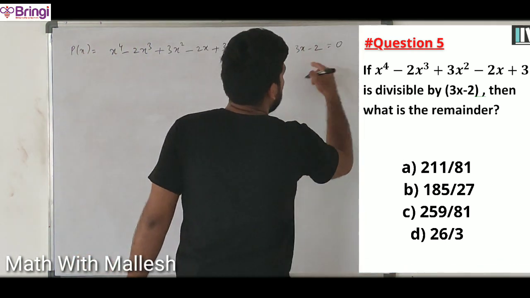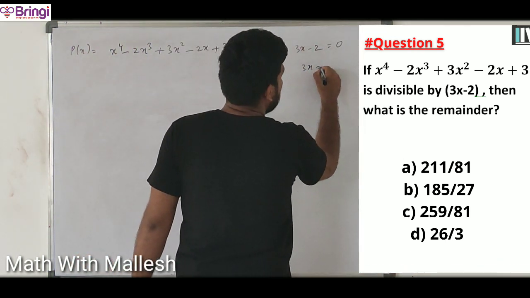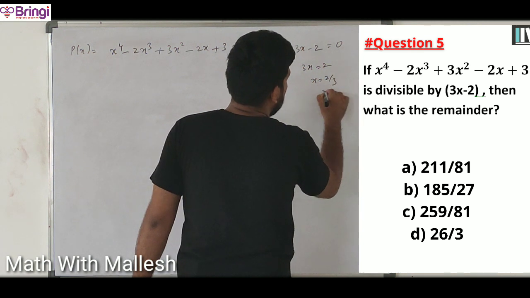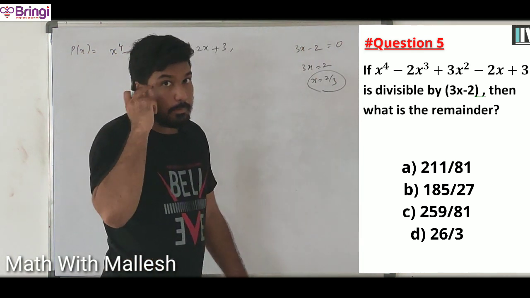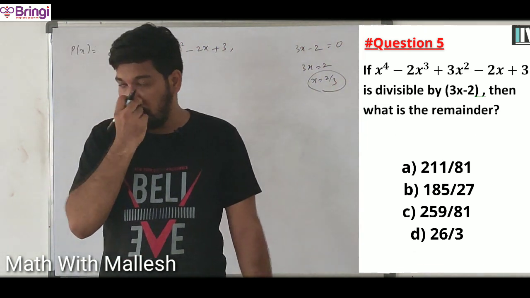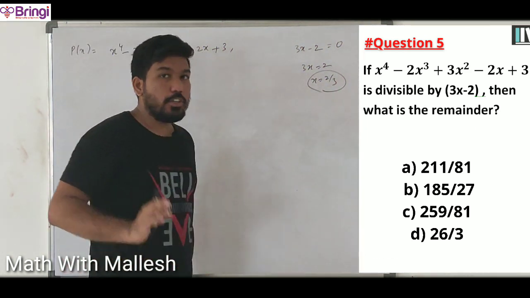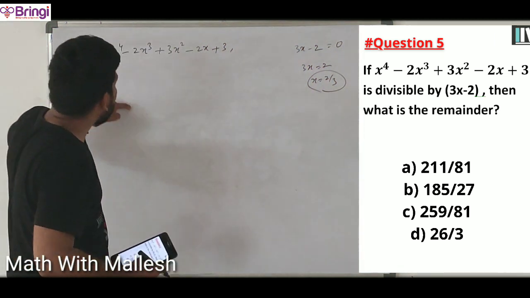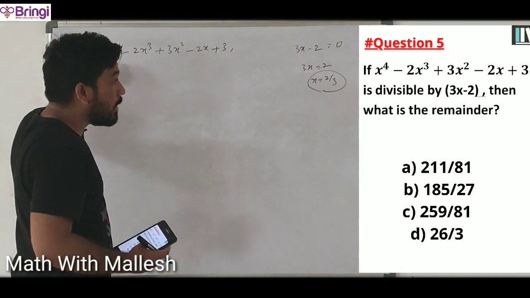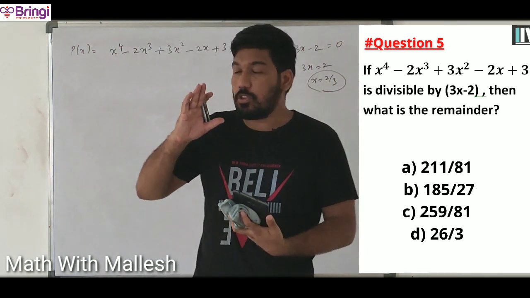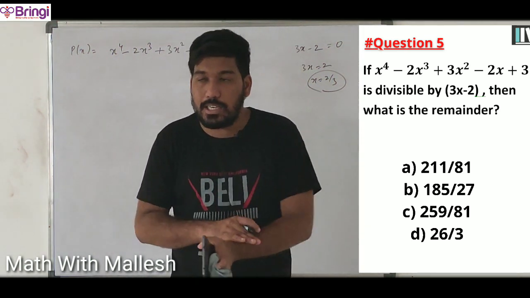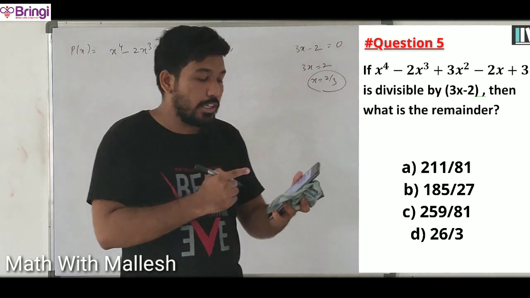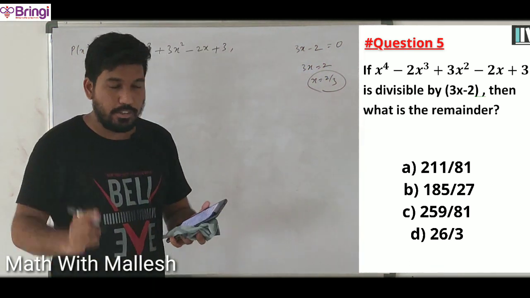So first of all, 3x minus 2 is equal to 0, 3x is equal to 2, and x is equal to 2 by 3. These things should be in mind, not on paper, okay? So x is equal to 2 by 3 is the value we got, and what we need to do is substitute x value 2 by 3 in this particular polynomial. After solving, whatever answer you get would be the final answer. So you can go with option A, B, C, D, any one of them.